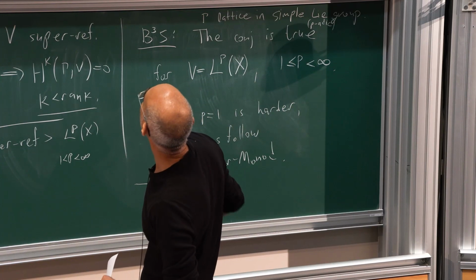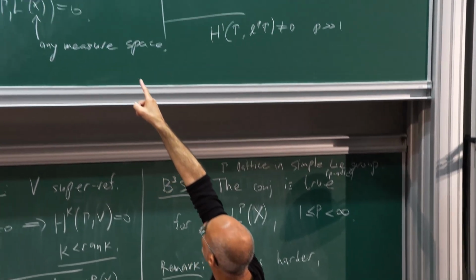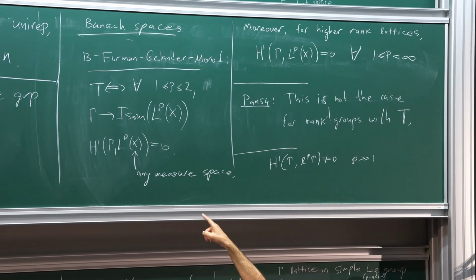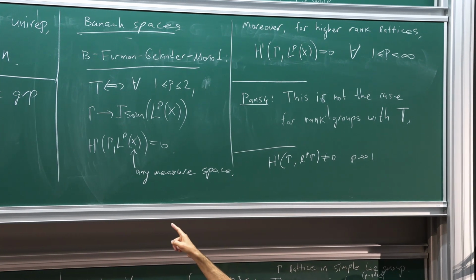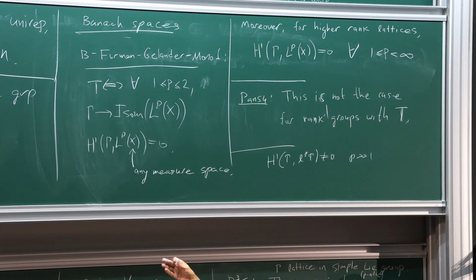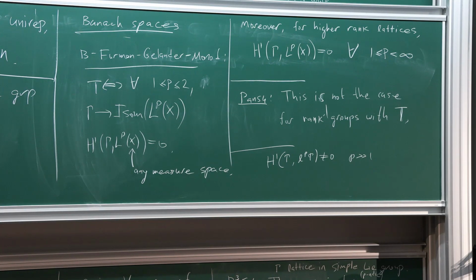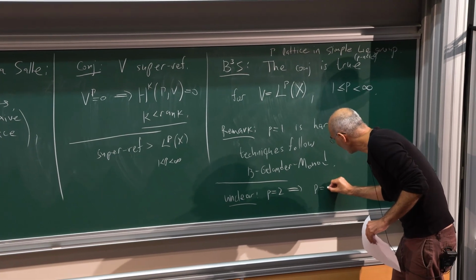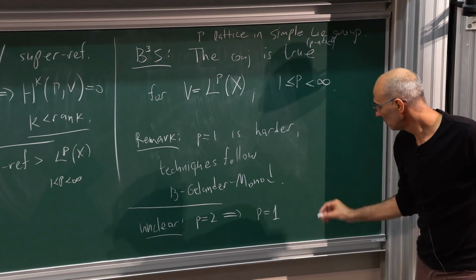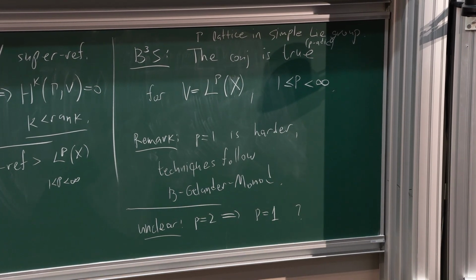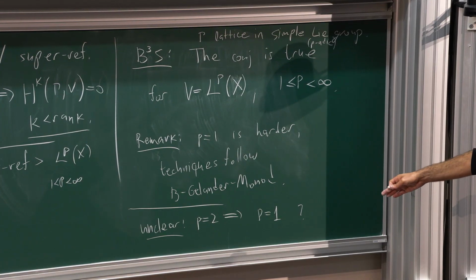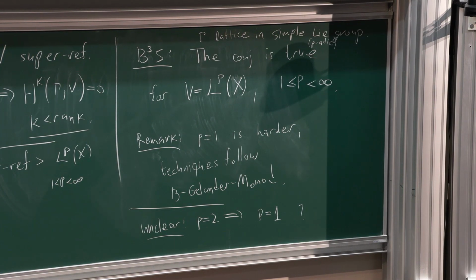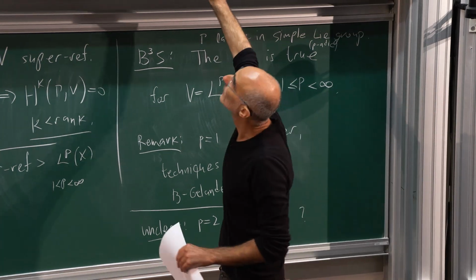I mentioned this result with Fuhrmann-Gelander-Monod, that the usual property T, vanishing of cohomology of H1, is the same for L2 and for LP for P less than 2. Here, it's unclear if vanishing for P equals 2 implies vanishing for P equals 1, for example. Okay, I will not write all the words. It's unclear, and this is important because now I want to, I said at the beginning that it's still there.